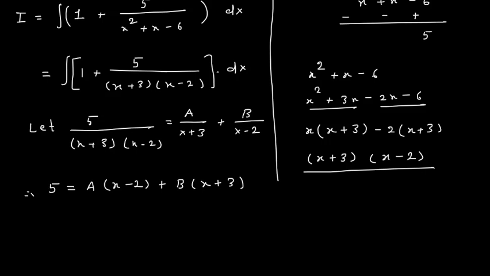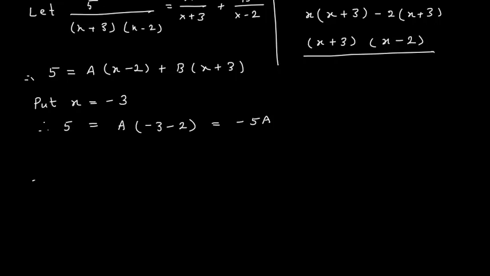Now I have to find the values of a and b. So first let us find the value of a. For that I will put x equal to minus 3. When I substitute x equal to minus 3, I will get 5 is equal to a into minus 3 minus 2. So this is minus 5a. So minus 5a is equal to 5. From here you will get the value of a. Value of a is equal to 5 upon minus 5, which is minus 1.